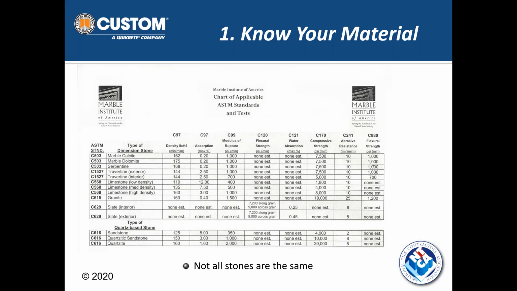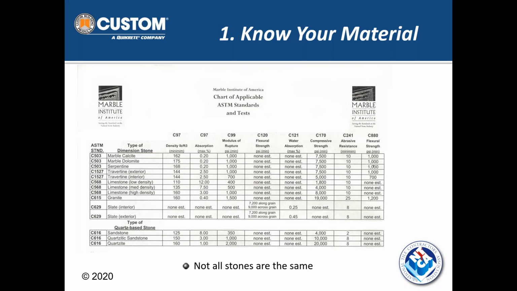So the first thing we look at in the 5 different ways to be more profitable, save time and be more successful is number 1: know your material. When we talk about natural stone especially, not all stones are the same. Look at this chart, on the left column under the type of dimension stone. You're going to see a couple of different types of marbles, and 3 different classifications and categories for limestone.